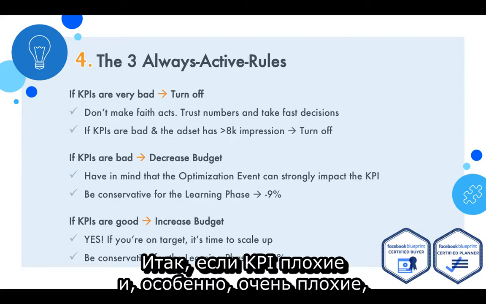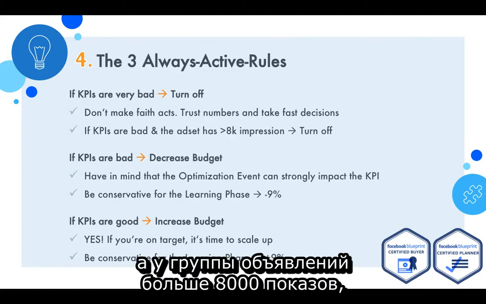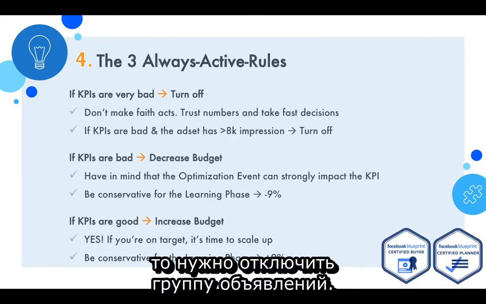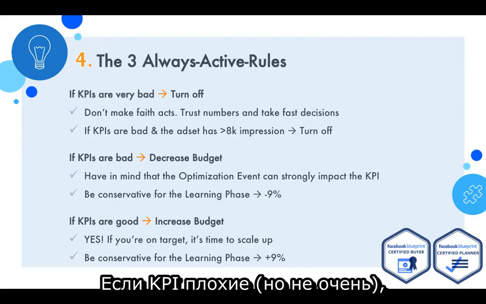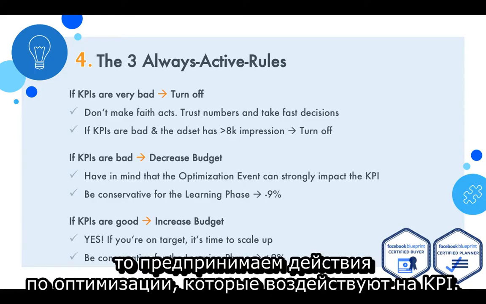So if the KPIs are bad, or especially very bad, the ad set has over 8,000 lifetime impressions, then turn off the ad set. If the KPIs are bad, but not very bad, then keep in mind also the optimization event, which can strongly impact the KPIs.